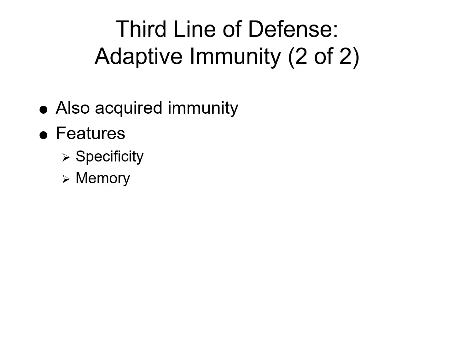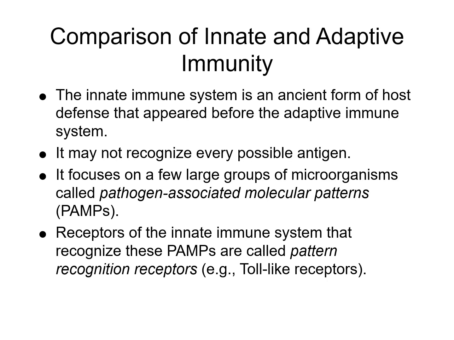We also have memory that is associated with this. So once it's been exposed to a pathogen, the immune system will remember it. Secondary exposure will actually trigger a faster and stronger response, providing long-term protection if you're exposed again. So just some comparison notes here. The innate immune system is an ancient form of host defense that evolved before the adaptive immune system. It provides a rapid first-line protection against infections.